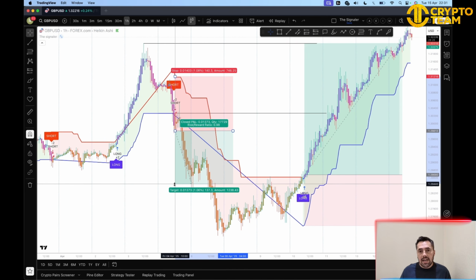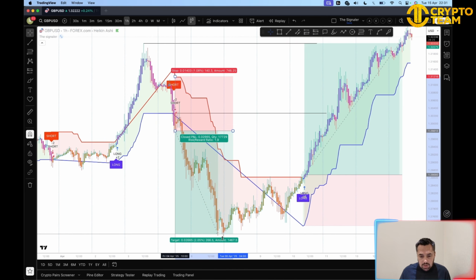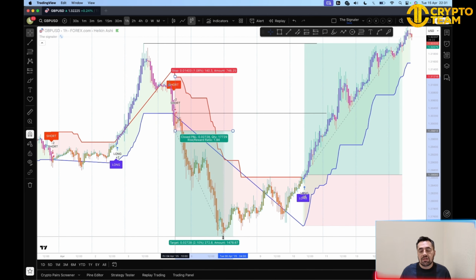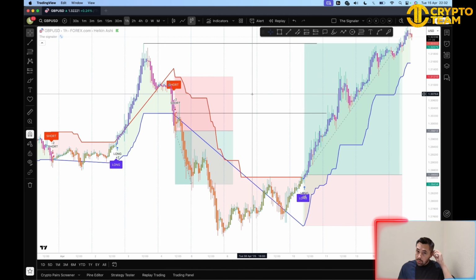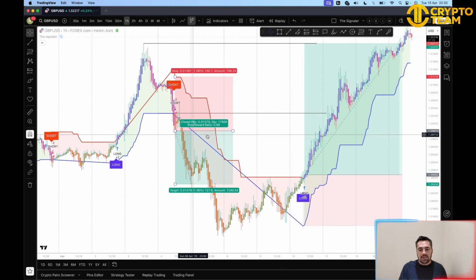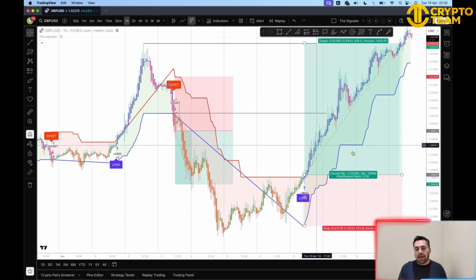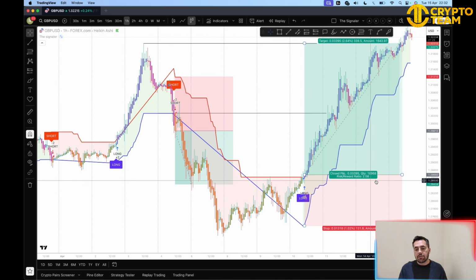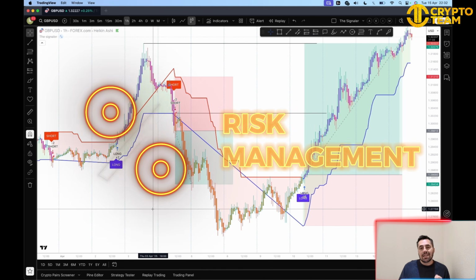This particular trade, it ran 272 pips. If you want to talk money, if you were risking £1,000 in this trade, it went 2.58R, so you would have made $2,580. Now, risk management is key.